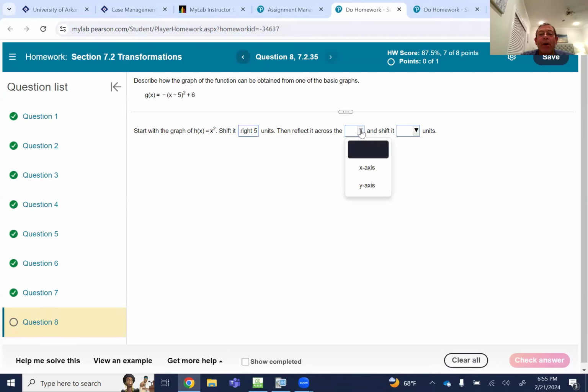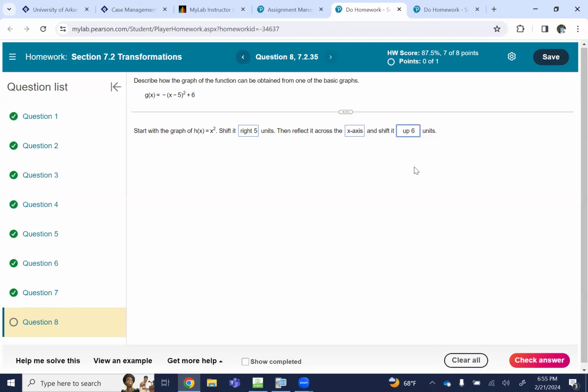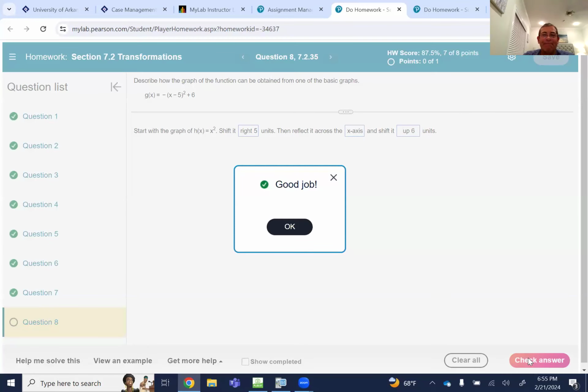Then reflect it across the X or Y axis. And remember, there's only one I gave you. X-axis. So then it says shift it blank. So now they're looking at that 6 at the end. Up 6, up 5, down 6, down 5. Up. All right, there's my up 6. All right, y'all, let's see what y'all did. Y'all got me a right 5, an x-axis, up 6.